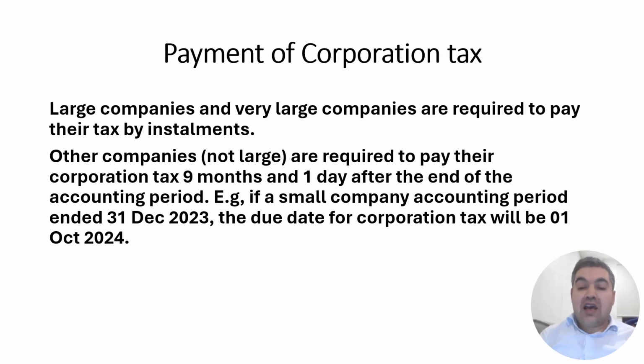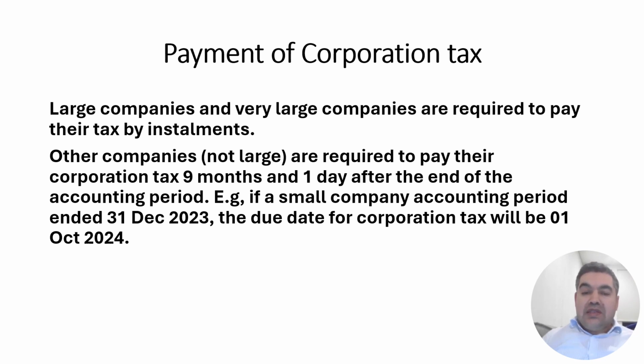The payment of corporation tax. If a company is small, the rule is that they need to pay corporation tax 9 months and 1 day after the end of the accounting period. For example, if a small company has an accounting period ended 31st of December 2023, they will pay corporation tax by 1st of October 2024. That is very basic. You constantly receive letters from HMRC. If you have a limited company, there's almost always a payment notification requesting payment 9 months and 1 day after the accounting period ended 31st of December 2023.